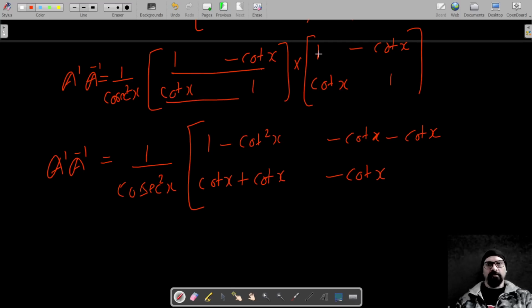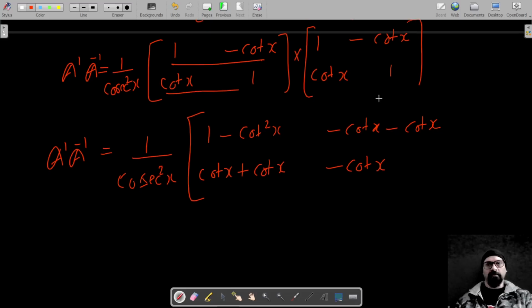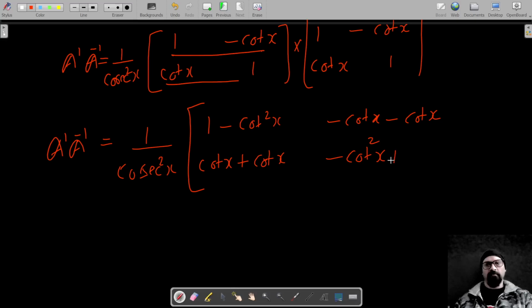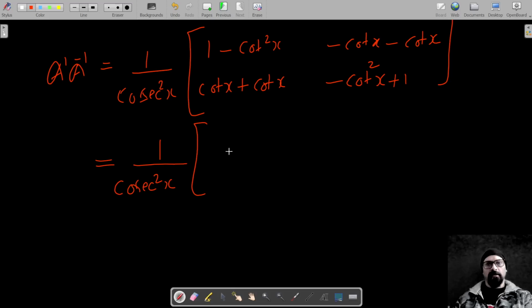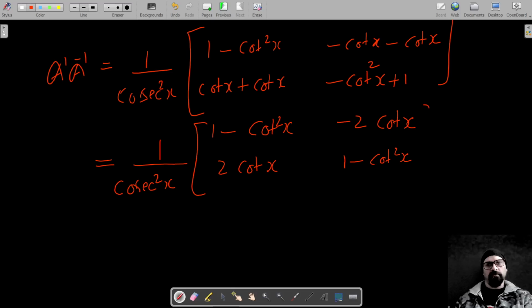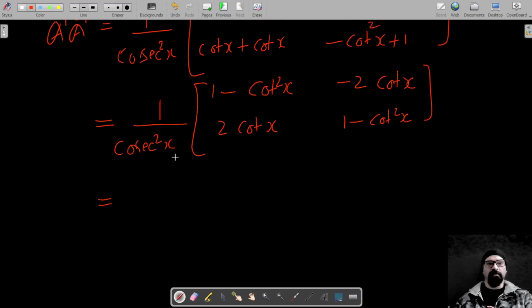So this is cot x and cot x, so cot x into cot x is cot square x, and 1 into 1 is 1. Okay, finally we can write it as 1 upon cosecant square x, and 1 minus cot square x, minus 2 cot x, 2 cot x, and 1 minus cot square x, and this has to be divided by cosecant square x.